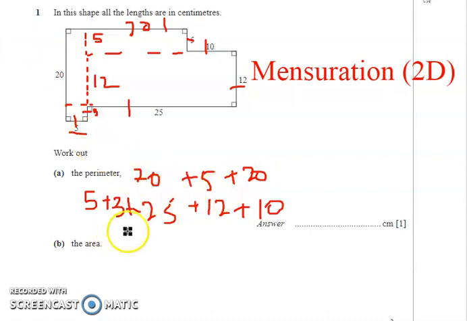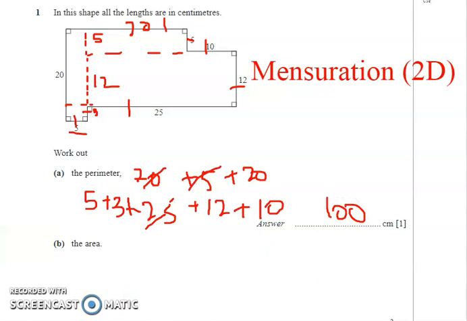So 25, 25, 50, 50, 70, 80, 92, 95 and 100. So this is 100 centimeter.